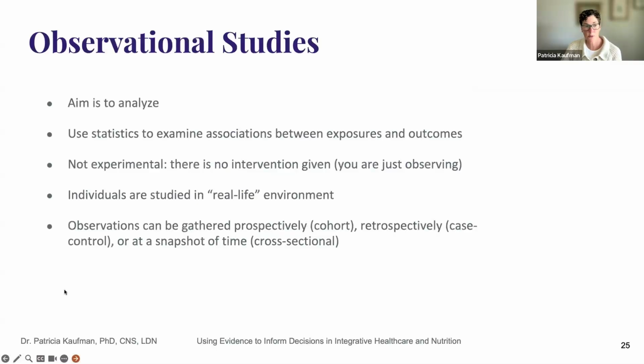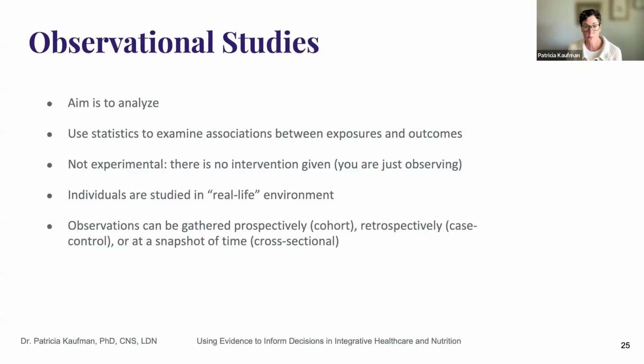So if we look at cohort studies, we have observational studies. What is the purpose of this? The aim is to analyze. It can use statistics to examine the association between an exposure and an outcome. It's the exposure, right? There's no intervention here. It's not experimental. Individuals are studied in a real life environment, so that can be both a positive and a negative. Positive in that they're living their life, and so you know what's working and what's not working just by observing them. The difficult thing is there could be confounding factors.